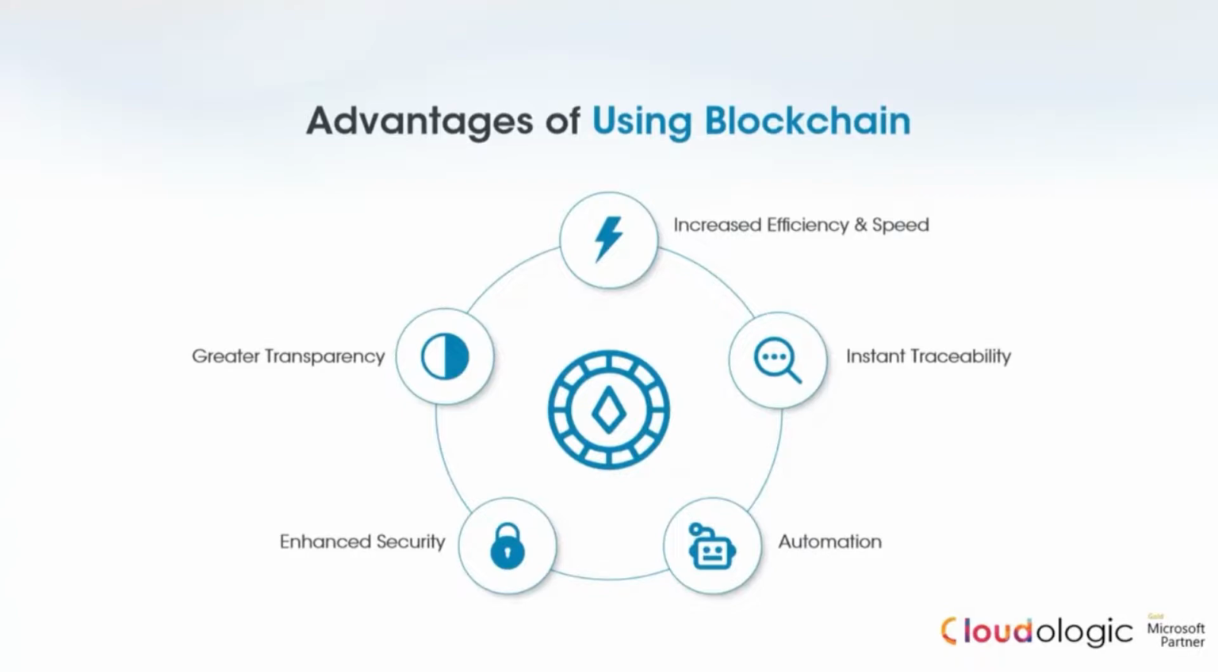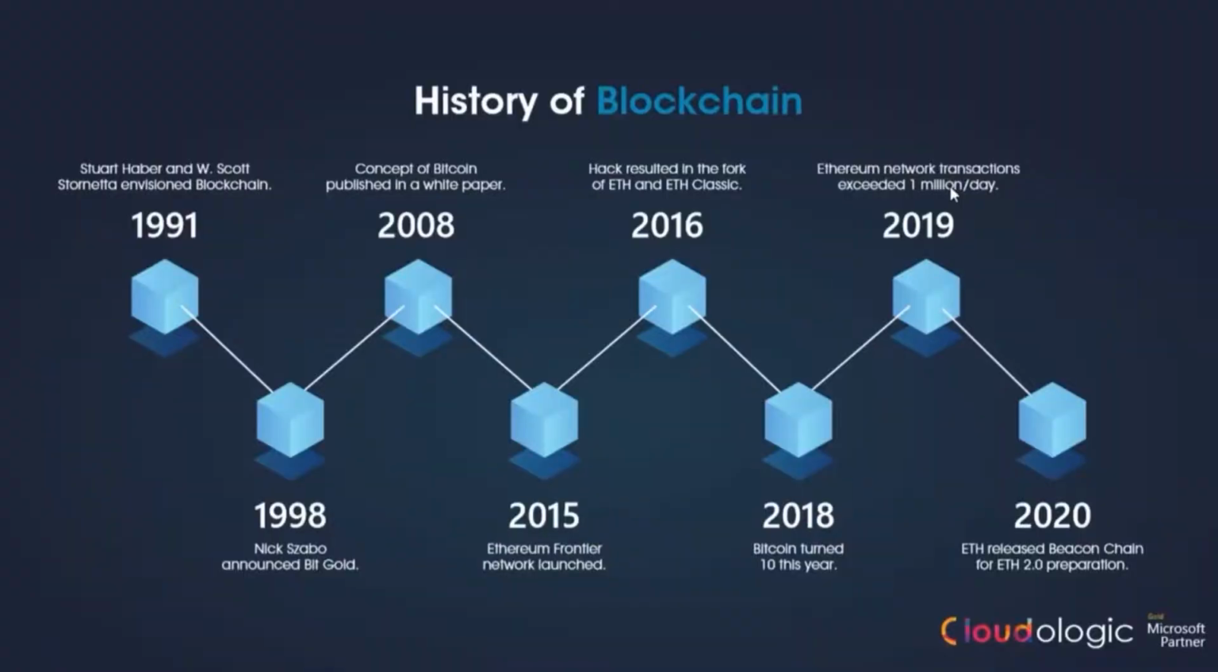Now that we've learned about the advantages of blockchain, we shall see the history of blockchain. So we've got 1991, 98, 2008, 2015, 16, 18, 19, and 20. We'll start with 1991. In 1991, Stuart Haber and W. Scott Stornetta envisioned what many people have come to know as a blockchain. Their first work involved a cryptographically secured chain of blocks whereby no one could tamper with timestamps of documents. So this is where it all began.